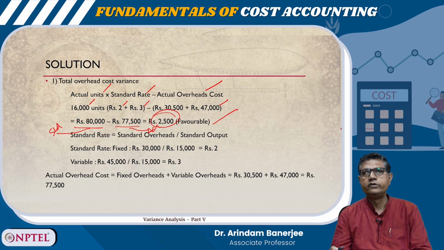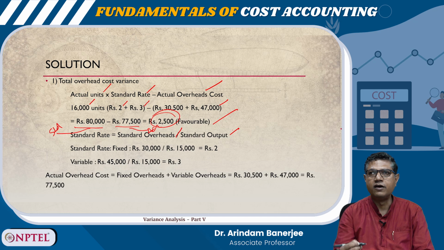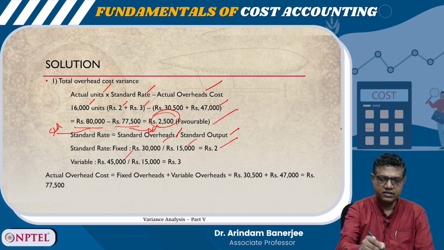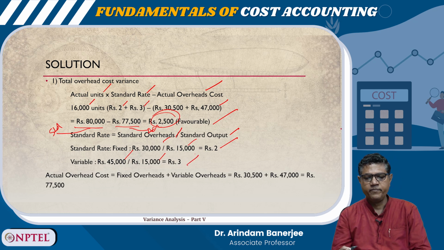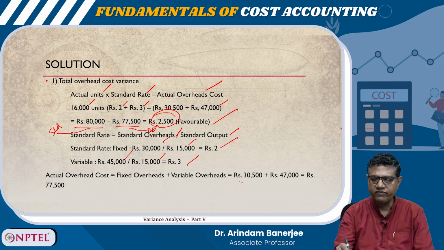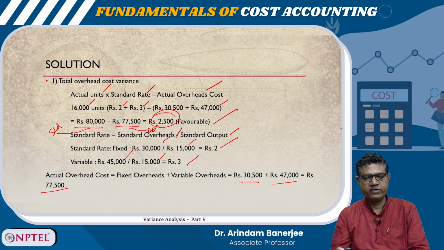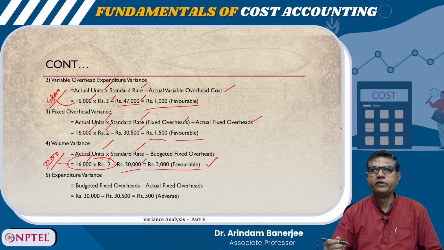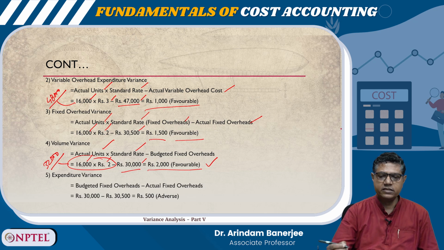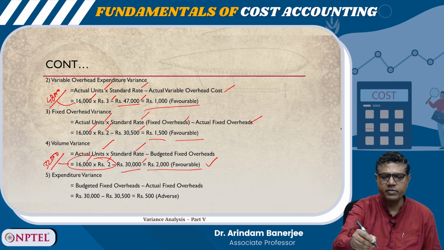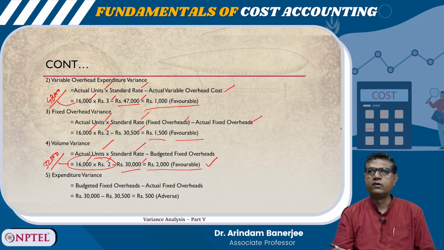Standard rate is equal to standard overheads by standard output. So, standard rate fixed is 30,000 by 15,000, rupees 2, variable is 45,000 divided by 15,000, so rupees 3, and actual overhead cost is 30,500 plus 47,000. If you add, you will get 77,500, fine. Okay. We can do it like this. Variable overhead expenditure variance is actual units into standard rate minus actual variable overhead cost. So, 16,000 into 3 minus 47,000. So, it is 1,000, right.